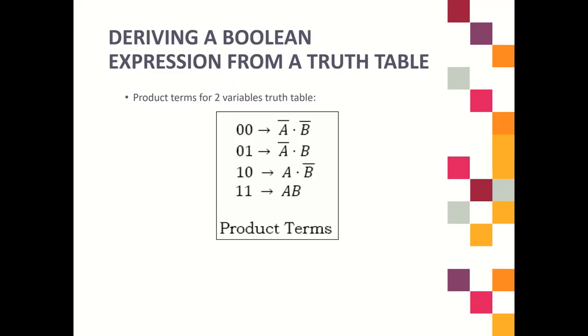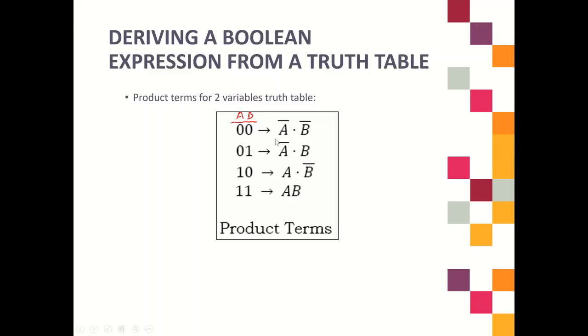This is an example of product terms for a two variable truth table. You know that in your two variable truth table you have 4 combinations, right? You have 00, 01, 10, and 11. This is for your input A, and this is for your input B, and then this is the product term.